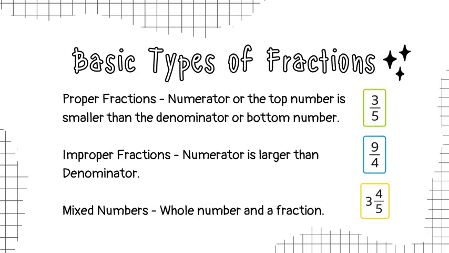Fractions have three basic types. First are proper fractions, where the numerator or the top number is smaller than the denominator or bottom number, while improper fractions are where the numerator is larger than the denominator. And last are mixed numbers. It means it is a whole number and a fraction.